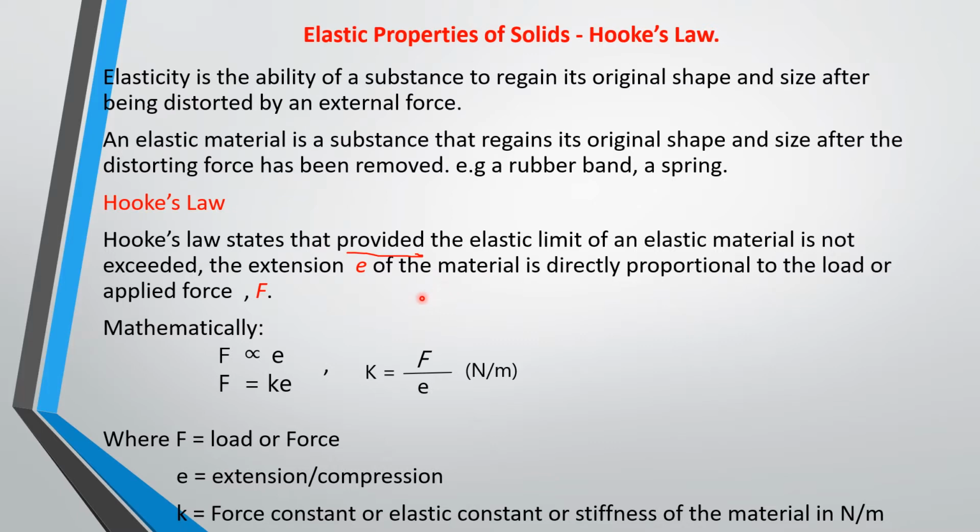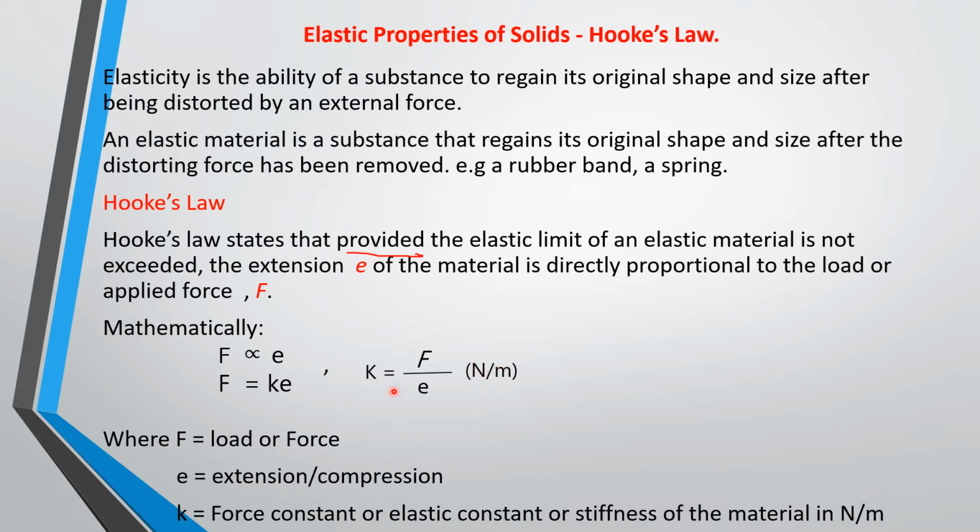Now, mathematically stated, it means that force F is directly proportional to e, which is the extension or compression. The constant of proportionality is K. So when you make K the subject of the formula, it becomes force or load over extension. The unit of force is the Newton, and the unit of extension is the meter, which means that the unit of K is Newton per meter.